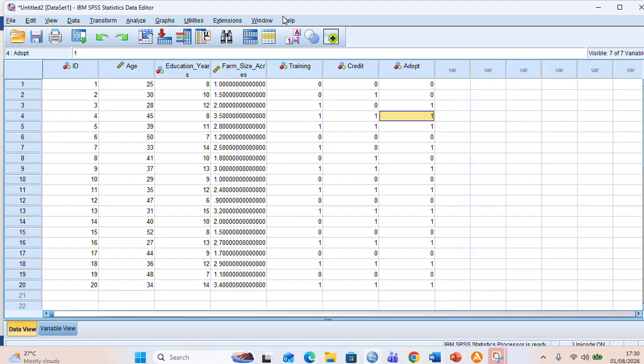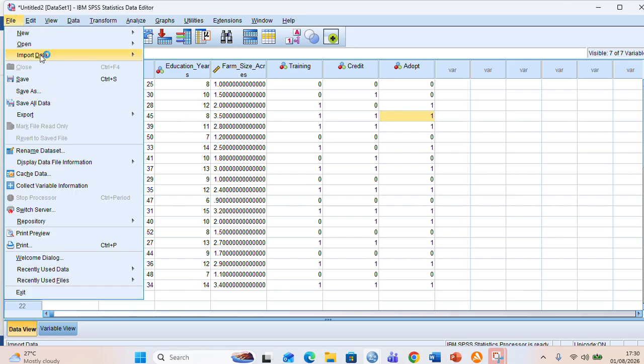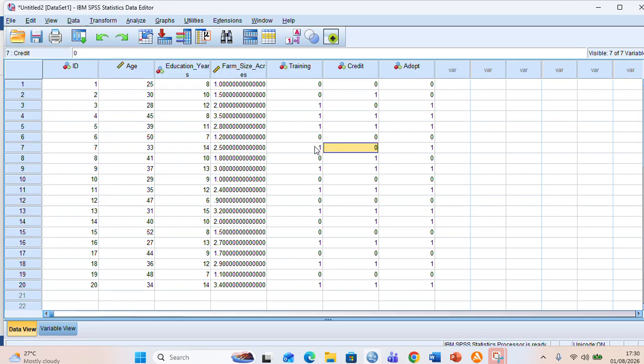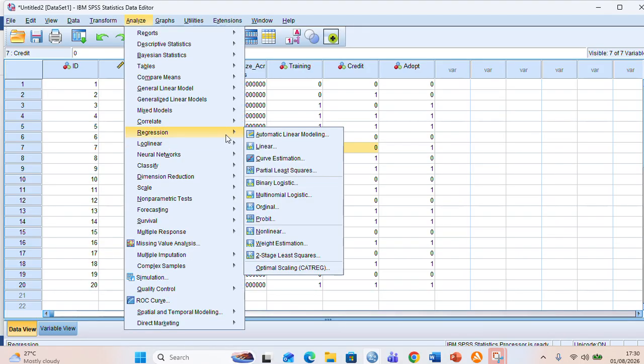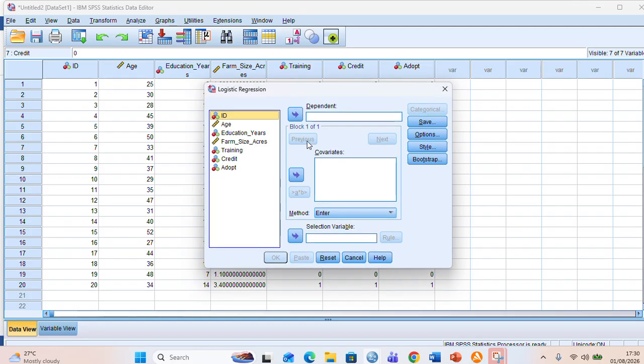So for you to conduct logistic regression, you need to have your data. If you don't have your data, go to File and then import your data. So we have the data, so you go to Analyze, Regression, and then Binary Logistic. We have this window, which is written Logistic Regression and has the dependent and the independent variables. So you're going to pick the dependent variable to here. For our dependent variable, it's the adopt.